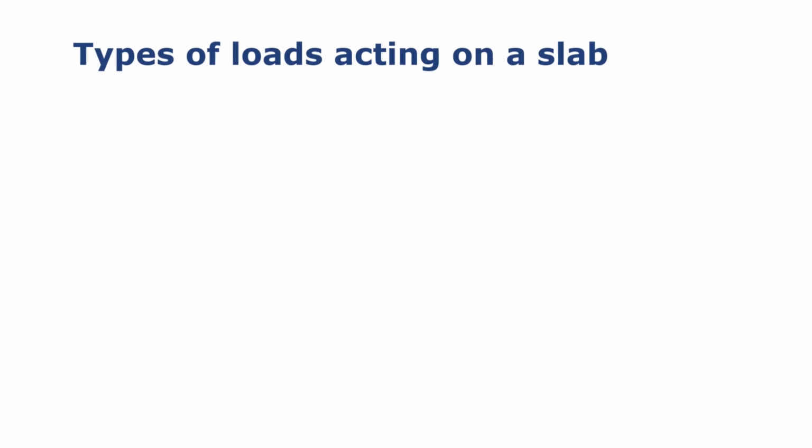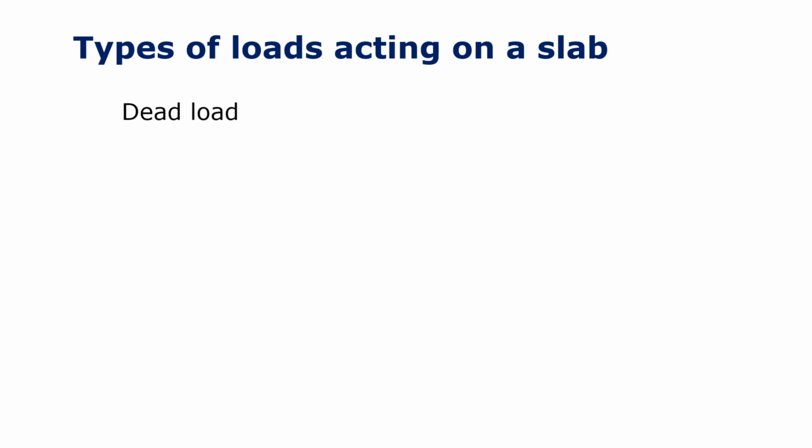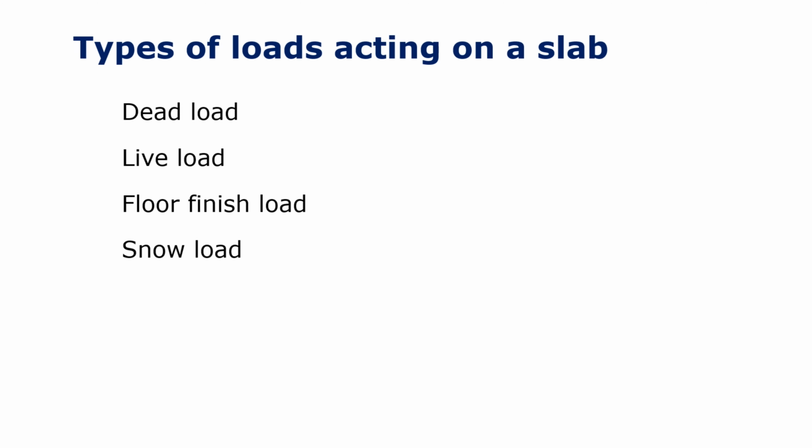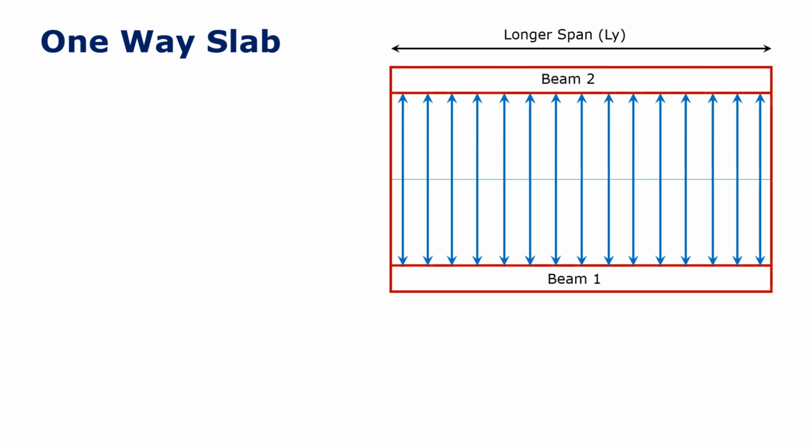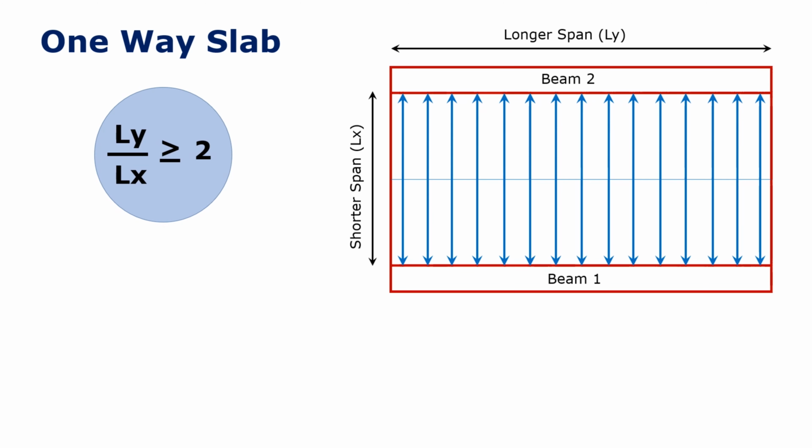Now let's see the types of loads acting on the slab. The dead load of the slab, the live load, floor finish load, snow load and earthquake load. Let us see what is one-way slab. The one-way slab is a slab which is supported by beams on the two opposite sides to carry the load along one direction. In one-way slab, the ratio of longer span to shorter span is greater than or equal to 2. That is, longer span Ly by shorter span Lx will be greater than or equal to 2.